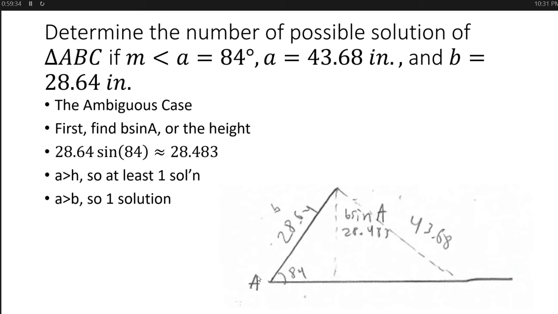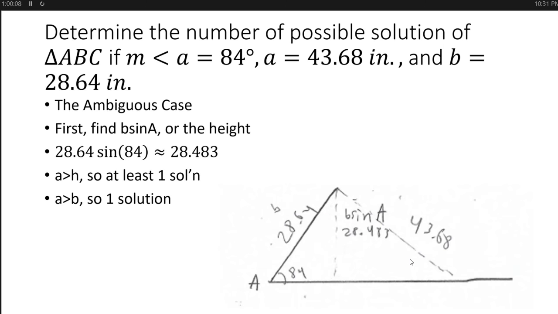So we have an angle, and we've got a line, and our side opposite to the angle is going to be somewhere on this line. So what do we have to do to find the number of solutions, you may ask? Well, it's pretty simple. All we have to do is find b sine A, which is the height. So that's this times the sine of this, and we'll just plug it into your calculator, or don't, and just use it as it is, to be exact. But you get this value right here, 28.483.